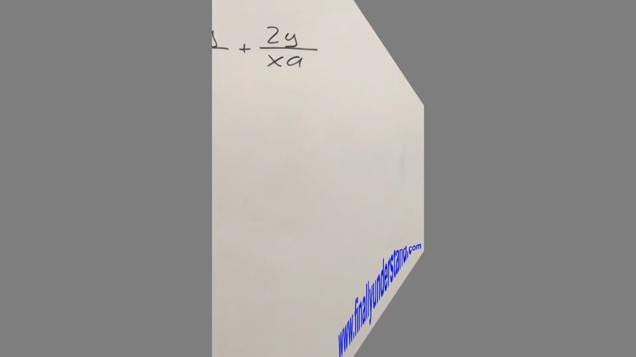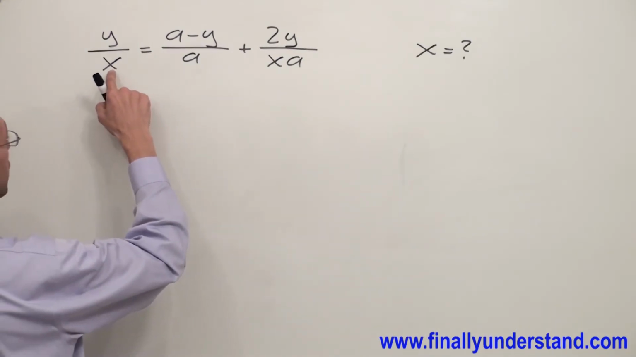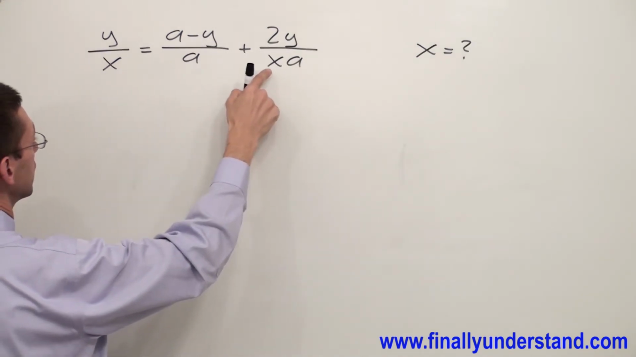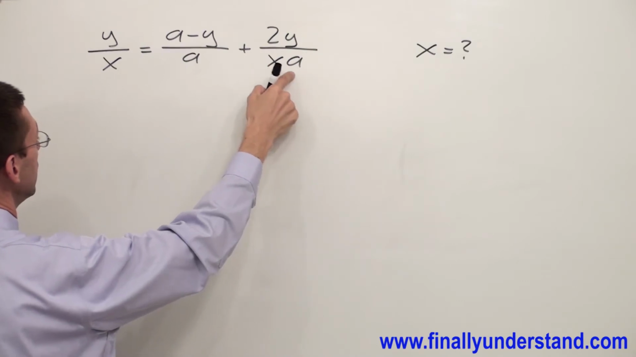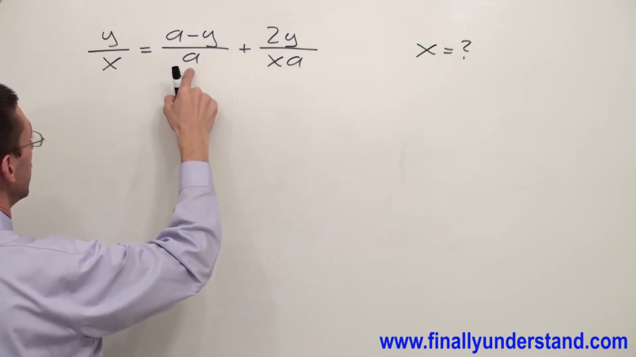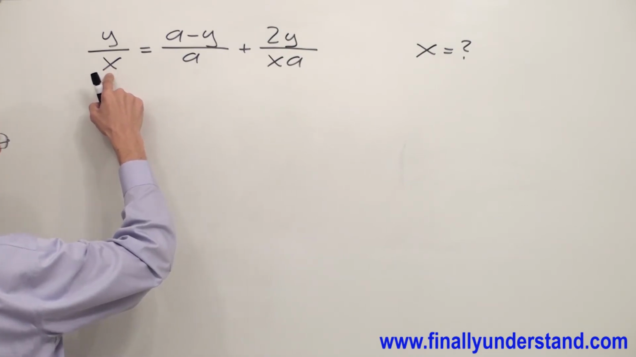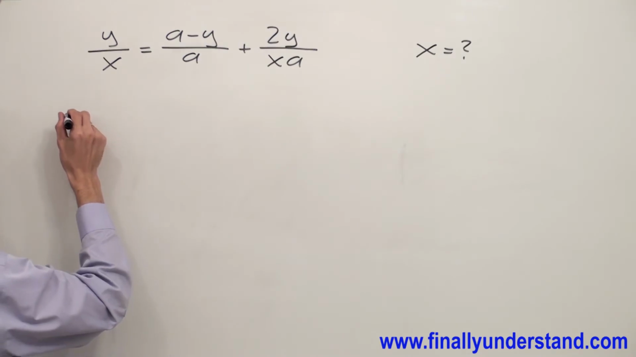This time we are going to solve this equation in a little bit different way. Now, we have a common denominator for all these fractions, xa, because xa is divisible by a, and xa is divisible by x. Okay, I'm going to multiply every single fraction by xa.